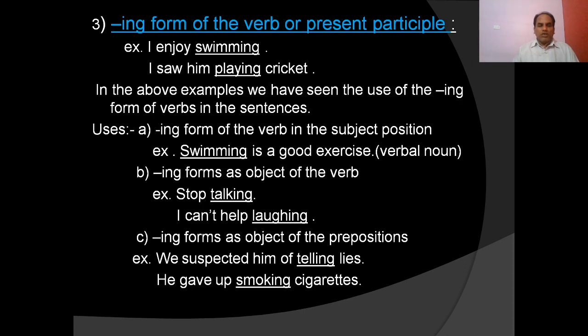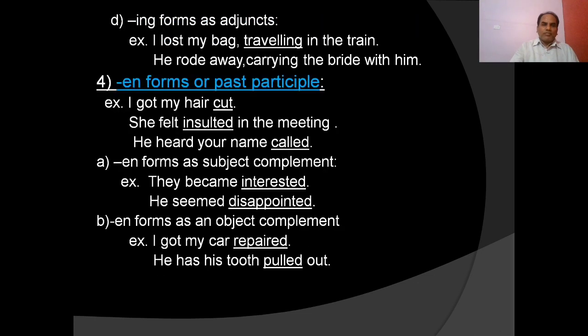And the situation: -ing forms used as an object of the preposition. How? We suspected him of telling lies. He gave us smoking cigarettes. So, suspected him of telling lies. You see, telling is the -ing form of the verb, a non-finite verb, and it is the object of the preposition of. Another situation is that the -ing form of a verb can be used as an adjunct.